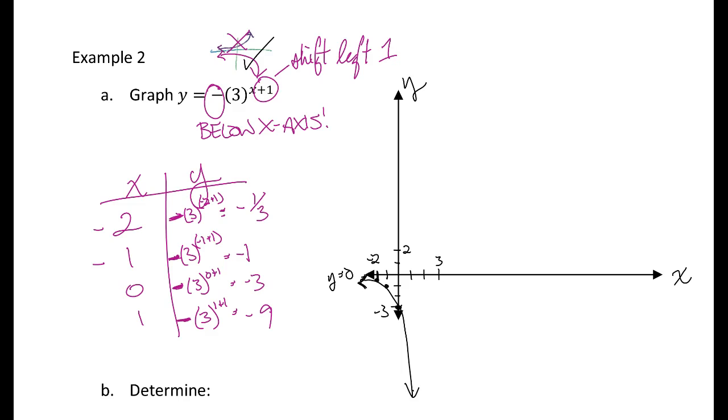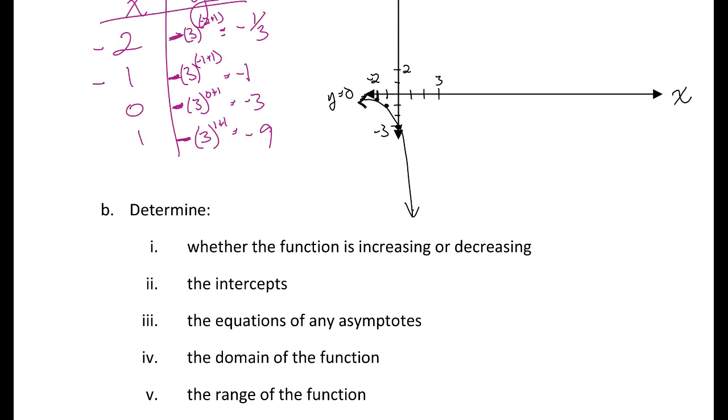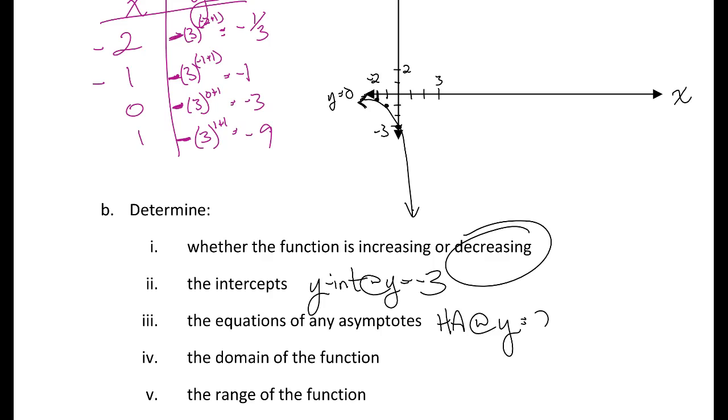So again, it matches my prediction. So it's always good to predict and use those transformation pieces as much as possible so that we feel as confident as we can in answering these questions and drawing our graphs. In this case, even though it should be increasing because it's above our axis, because it's below, reading left to right, it is decreasing. Intercepts, again, still no x-intercept, but our y-intercept is now at y equals -3. Equations of any asymptotes, the horizontal asymptote is at y equals 0.